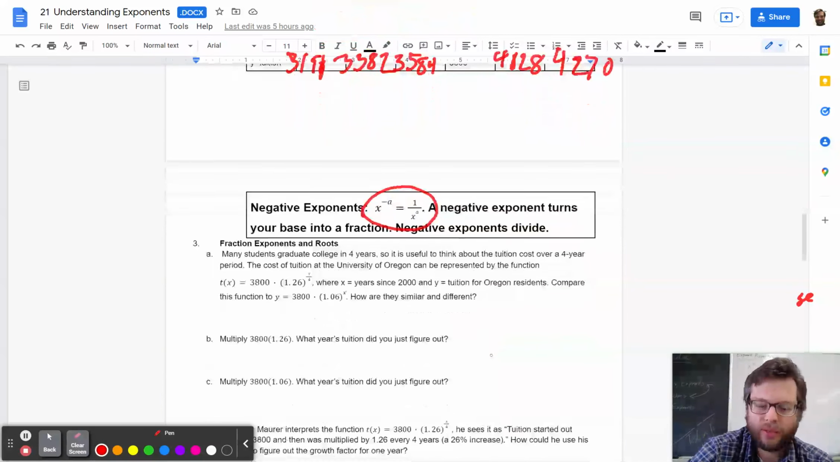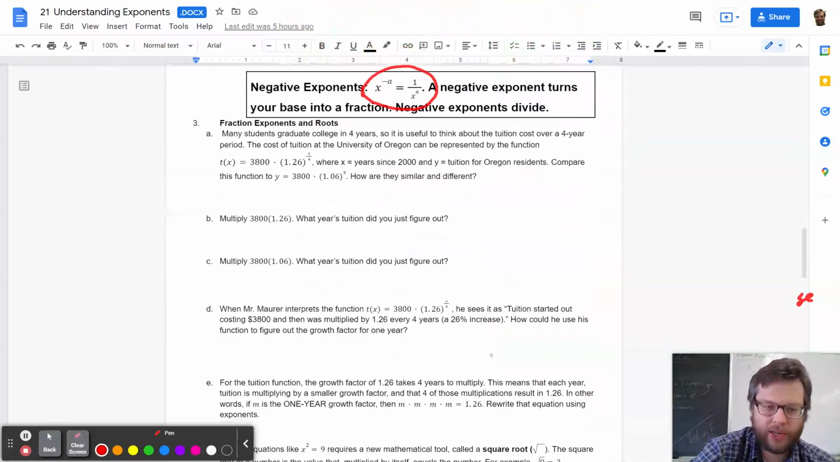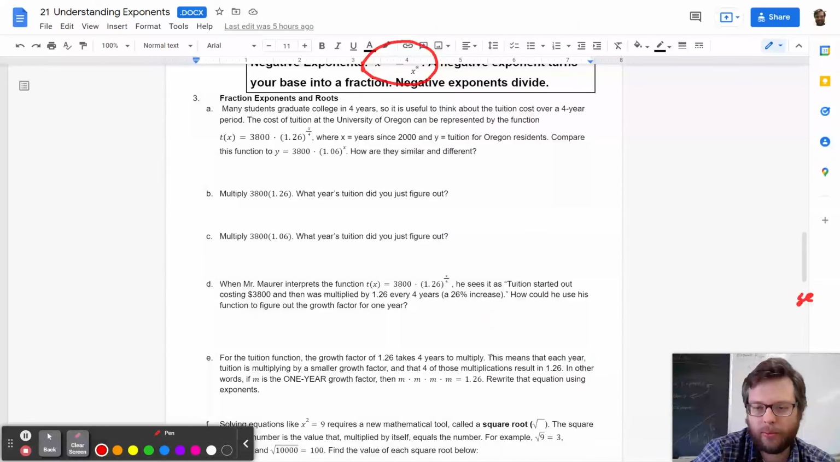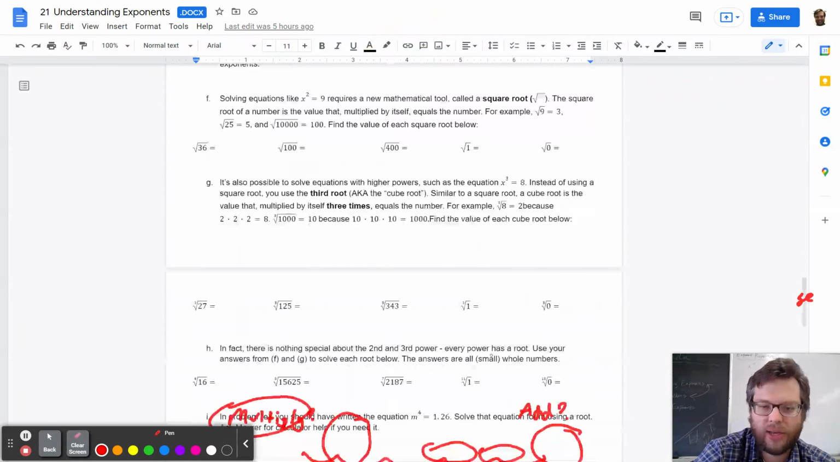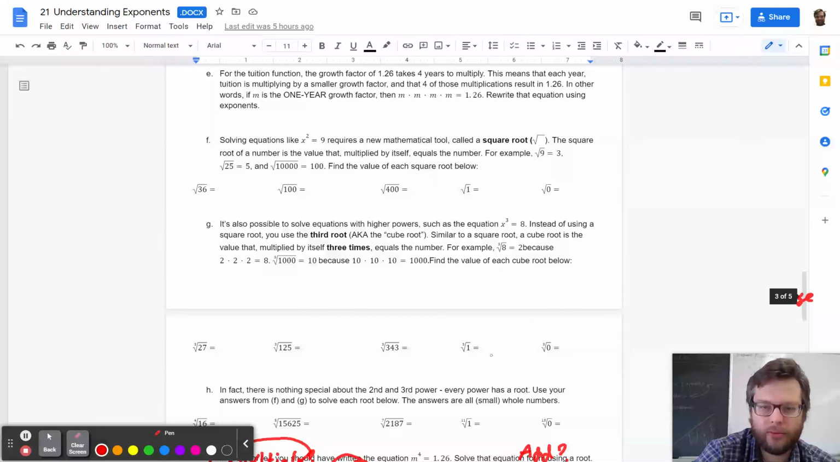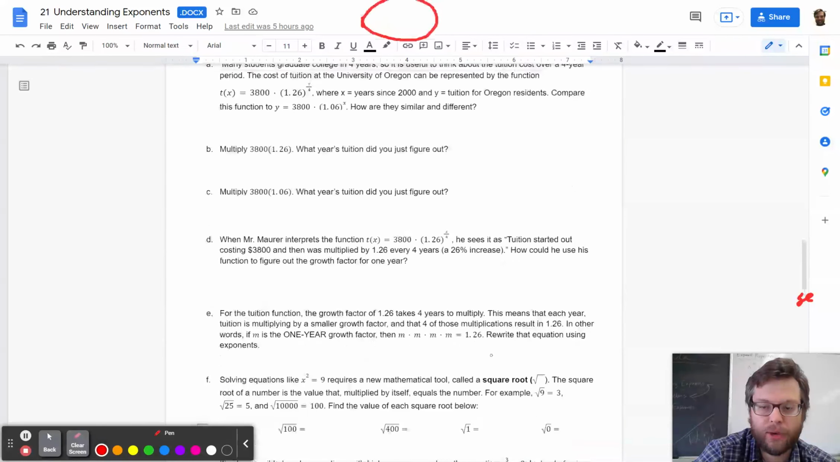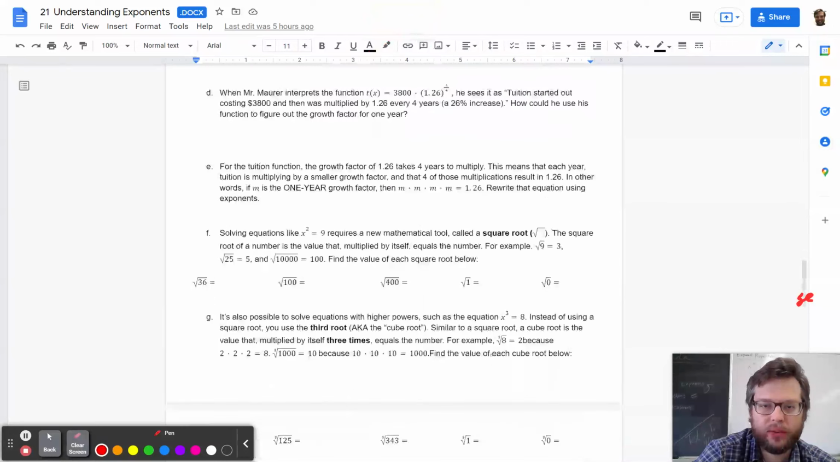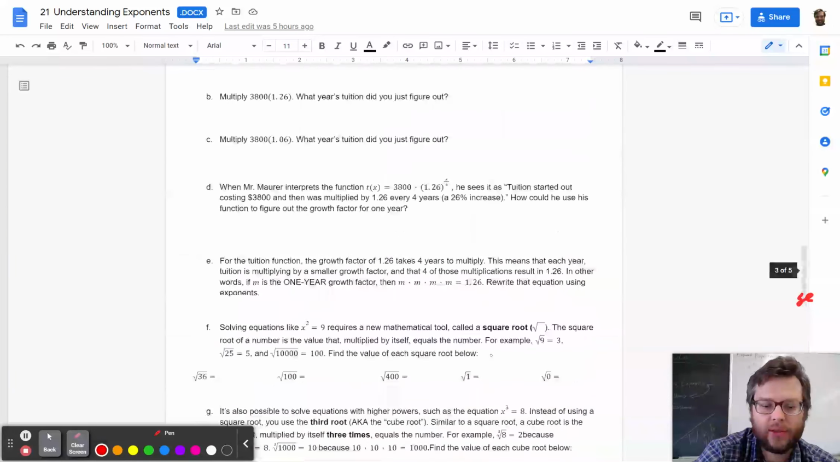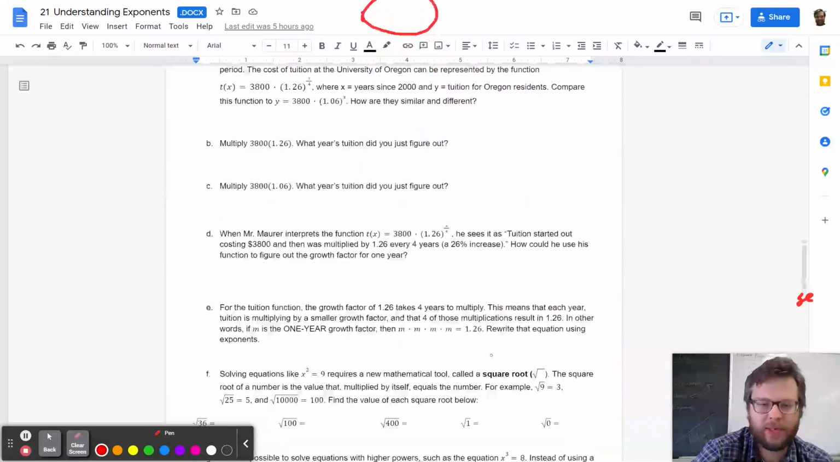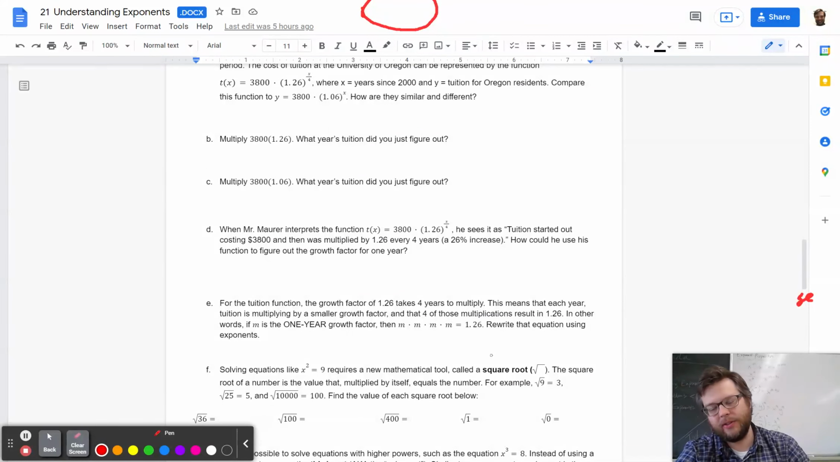Okay, so I'll pause right here because the fraction exponents and roots is something that we aren't focusing on this year. This is a really great activity to finish out if you are doing pretty well in this unit. You don't really need to worry about it too much. I'm not going to have the fraction exponents on the test, but it is something you'll see down the road.